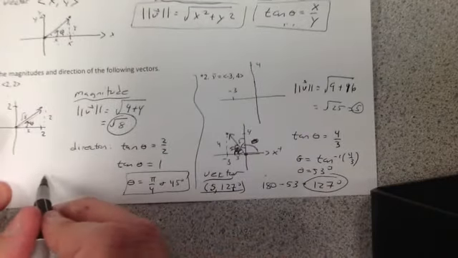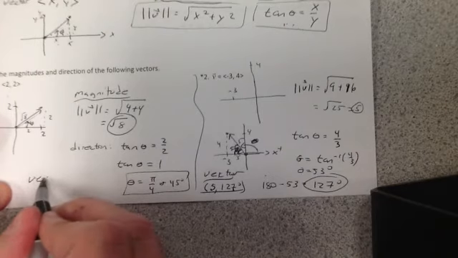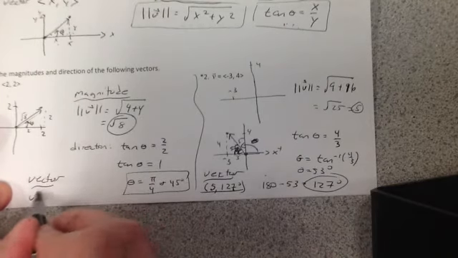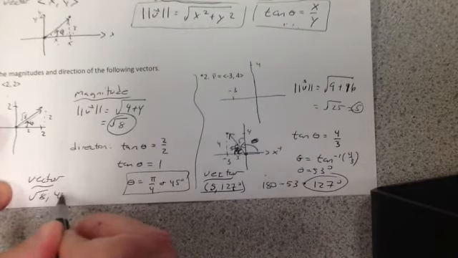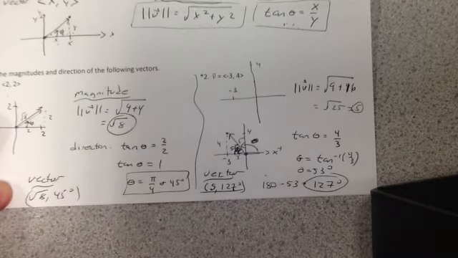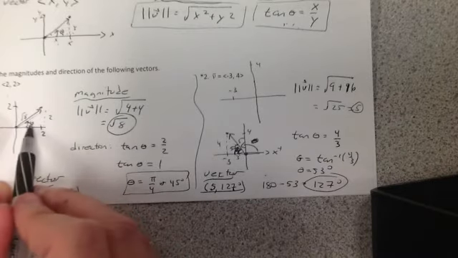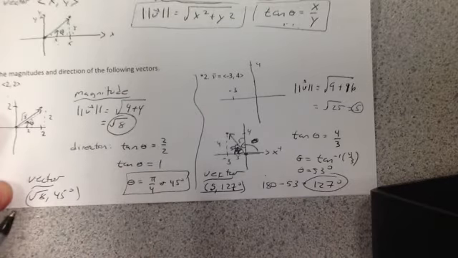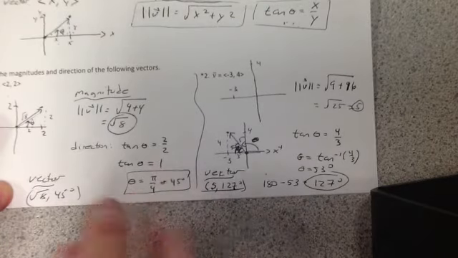Same thing here. I could rewrite this vector as the square root of 8, 45 degrees. It goes out square root of 8 units at 45 degrees off the x-axis. And that's how we measure that. We're going to talk a little bit more about these tomorrow too. All right, let's take a look at the next page real quick.